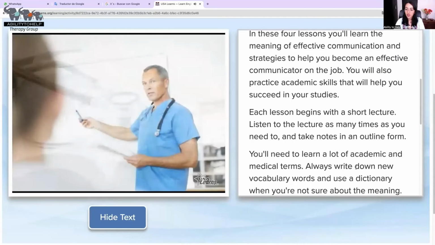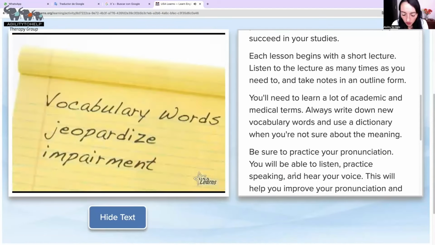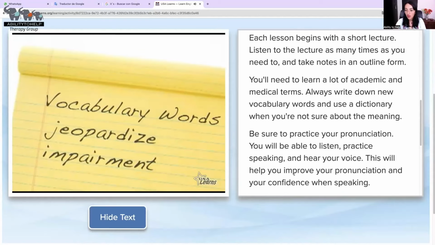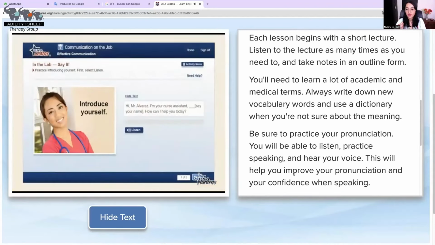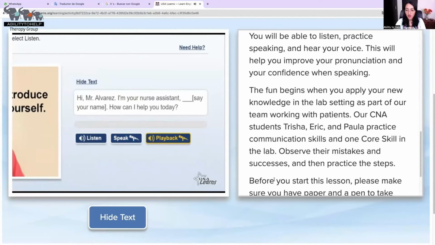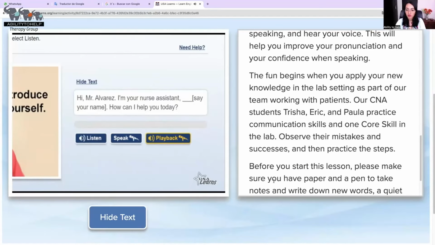Each lesson begins with a short lecture. Listen to the lecture as many times as you need to and take notes in an outline form. You'll need to learn a lot of academic and medical terms. Always write down new vocabulary words and use a dictionary when you're not sure about the meaning. Be sure to practice your pronunciation. You will be able to listen, practice speaking, and hear your voice. This will help you improve your pronunciation and your confidence when speaking.